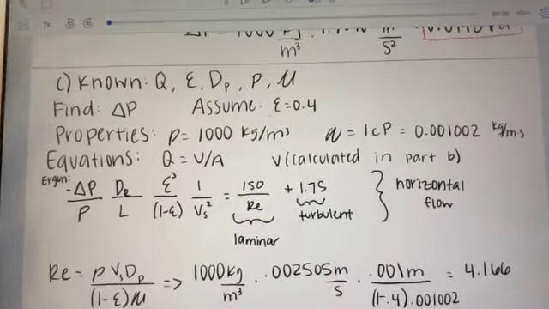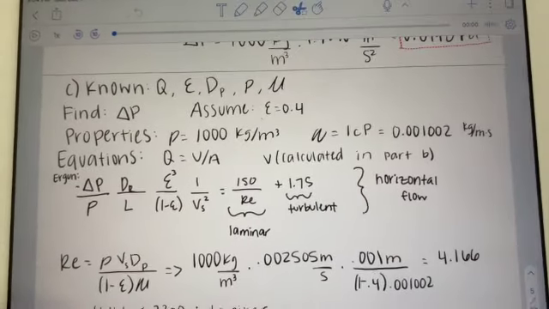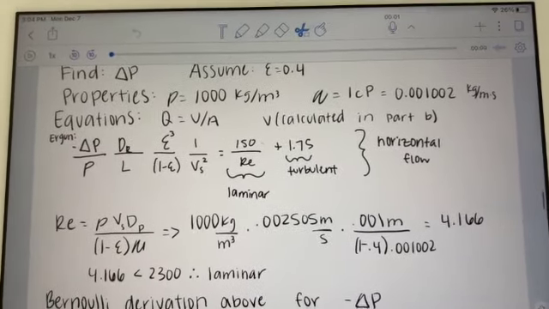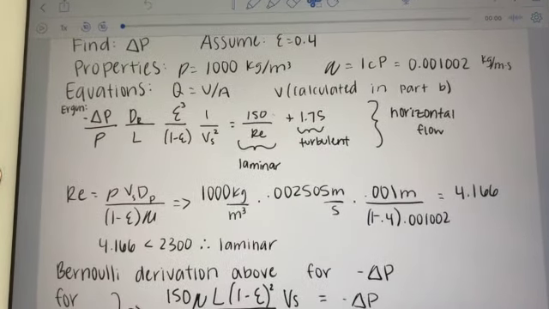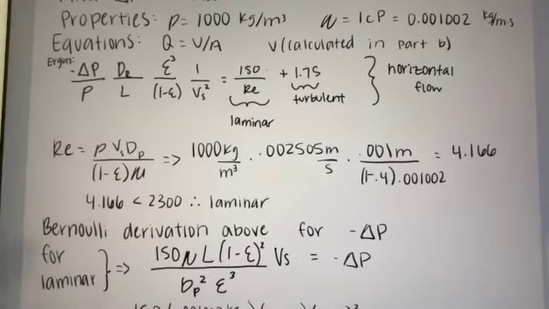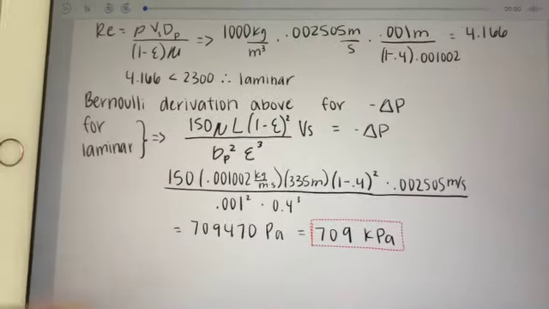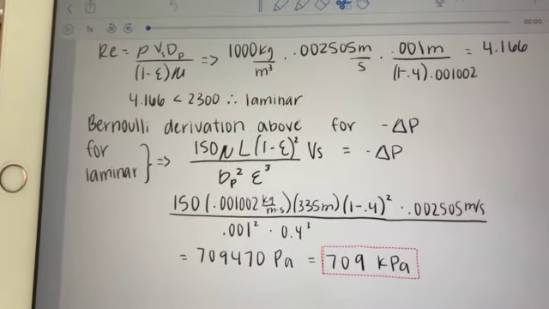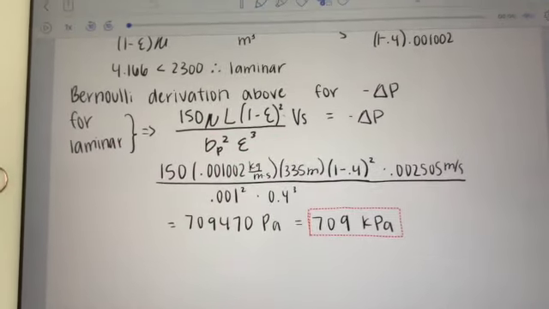So for C, now we know it's a porous media. We're also finding the pressure drop. We know the properties of water and the properties of this material. From the Darcy equation, we can simplify with horizontal flow and find our Reynolds number to be very small, meaning it's laminar. The Bernoulli equation was derived above, and for laminar flow, we know our delta P. We can use this equation here and simplify because we know all of these values as stated below, and that would be a 709 kPa pressure drop.